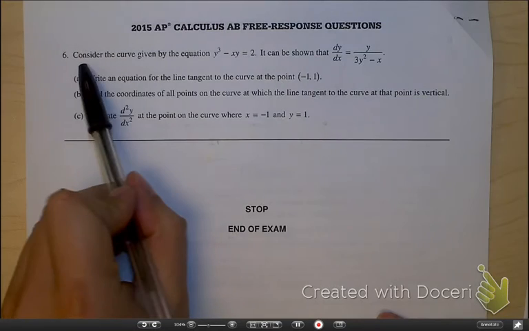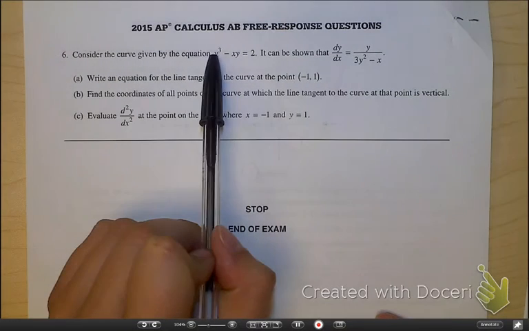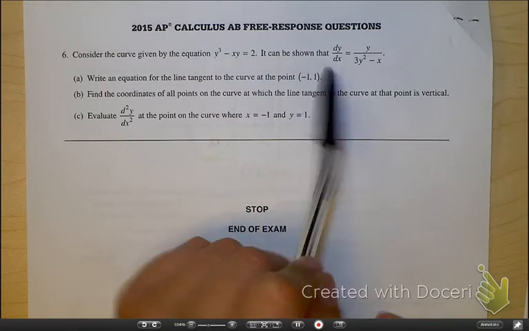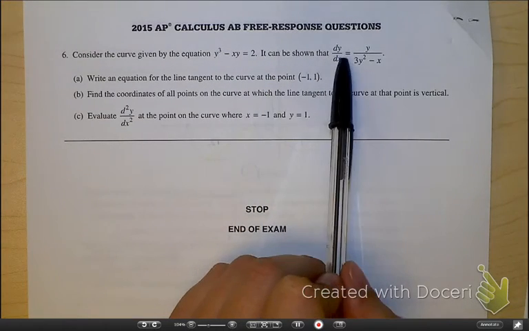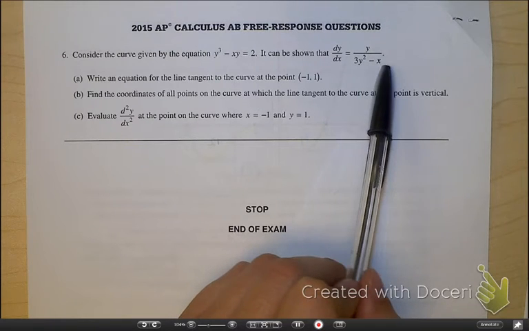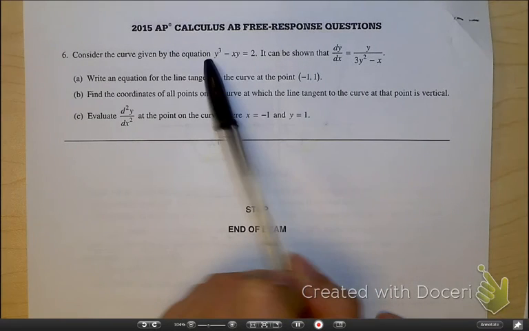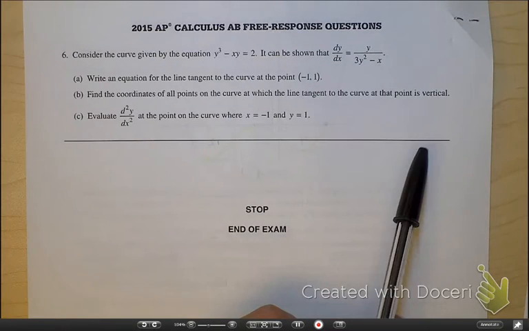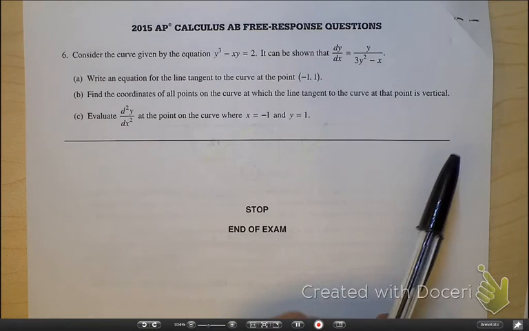It says, consider the curve given by the equation y cubed minus xy equals 2. It can be shown that dy/dx equals y divided by 3y squared minus x. Notice that they had to use implicit differentiation because they could not solve for y. Luckily, they already gave you the first derivative, so you do not have to calculate it using implicit differentiation.